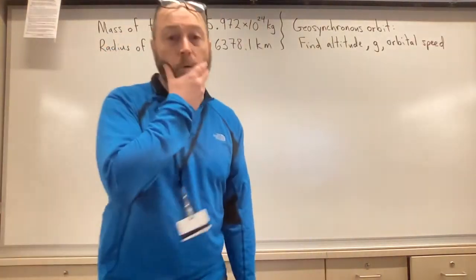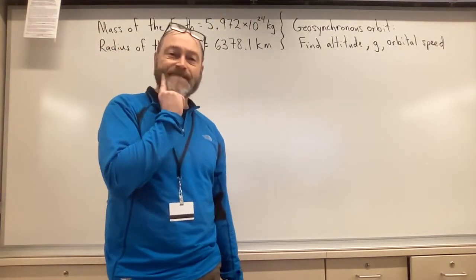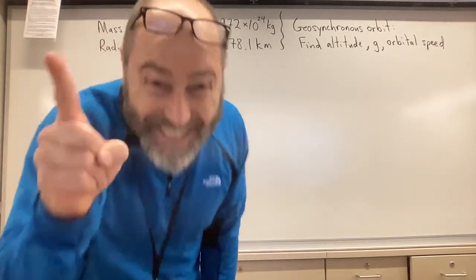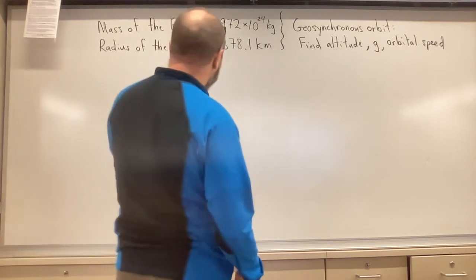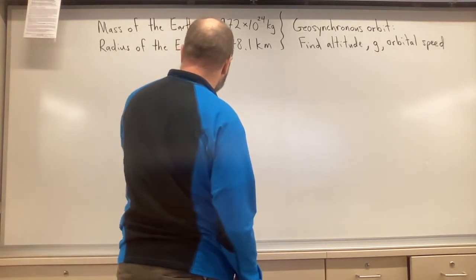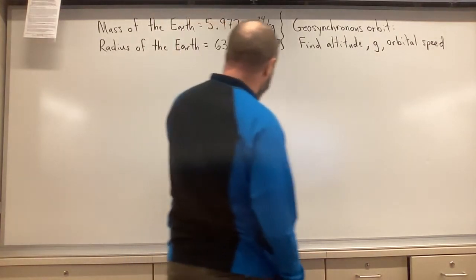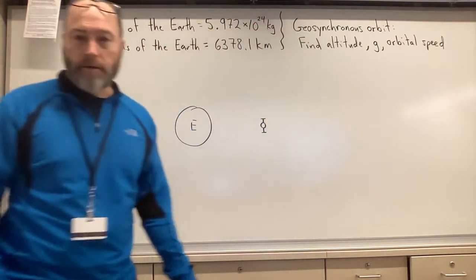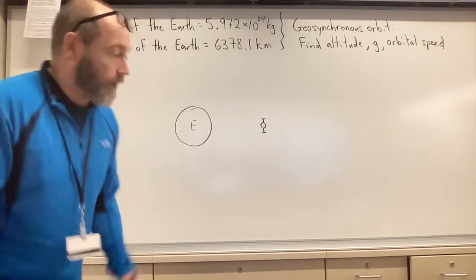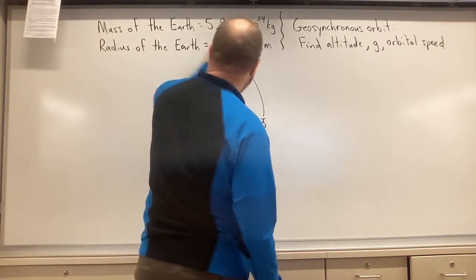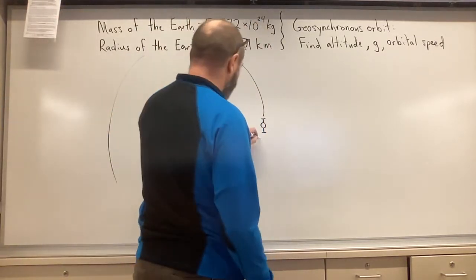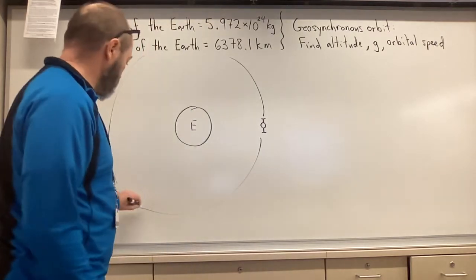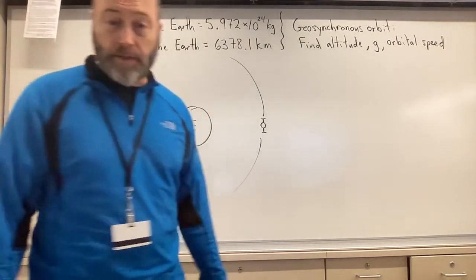So, what should we do first, kids? Let me think about this. Oh, yes, you should draw a picture. So let's draw a picture. Here is the Earth, and here is our TIE fighter, satellite, okay? And our satellite is going to be going around in a circle. We're going to say it is a circular orbit.